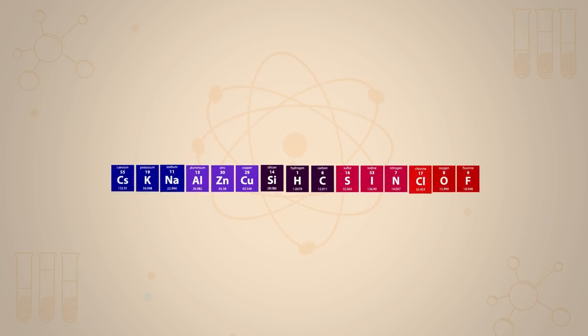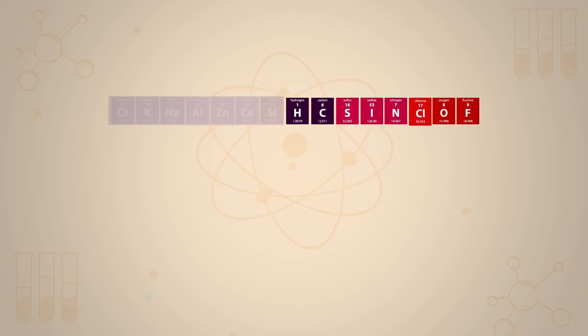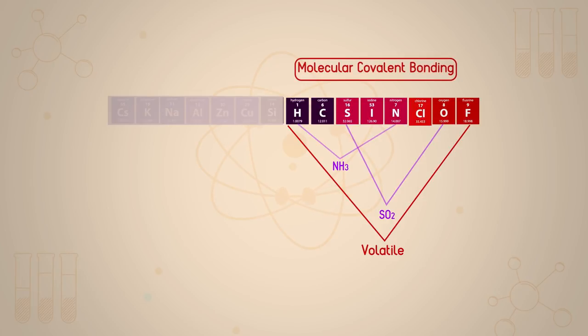The same form of covalent bonding occurs between any pair of non-metallic elements because the outer shells quickly become full. Thus, most compounds between non-metallic elements are volatile. That means that they evaporate easily or are gases. Here are some drawn on our triangle: molecular covalent bonding.